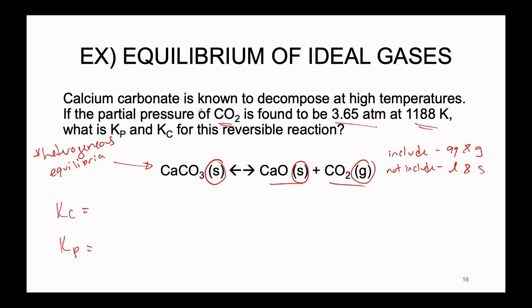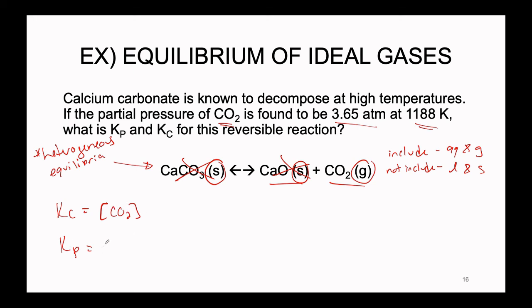So even though in the wording of this problem we don't have any information for calcium carbonate or calcium oxide, we actually don't need it. These species, since they're solids, we don't include them in our equilibrium expression. Our Kc will end up being equal to the concentration of carbon dioxide. There's no coefficient in front of it, so this is it. Our Kc is equal to the concentration of CO2.